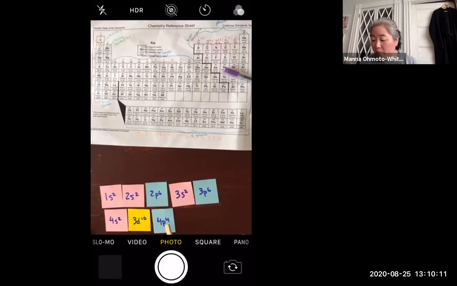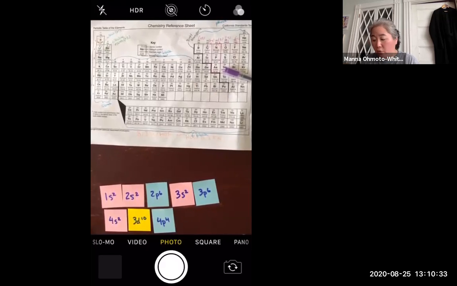And if I added up all the superscripts, 2 plus 2 is 4, plus 6 is 10, plus 2 is 12, plus 6 is 18, plus 2 is 20, plus 10 is 30, plus 4 is 34, that should equal my atomic number of selenium of 34 electrons. Now, this is a huge number of things to start to write down, so we have the shorthand form.